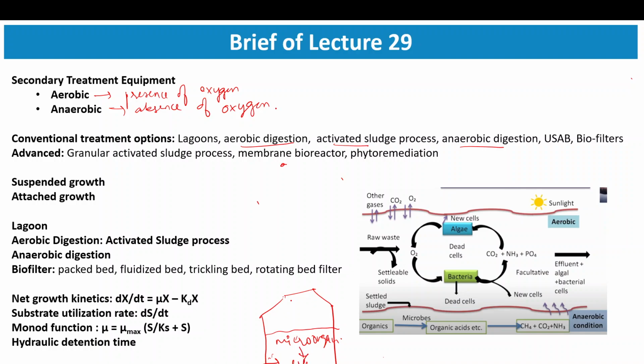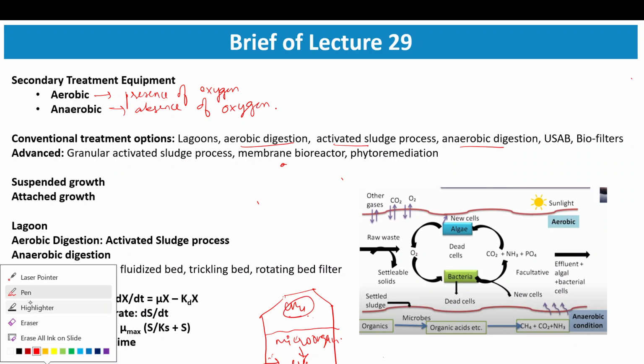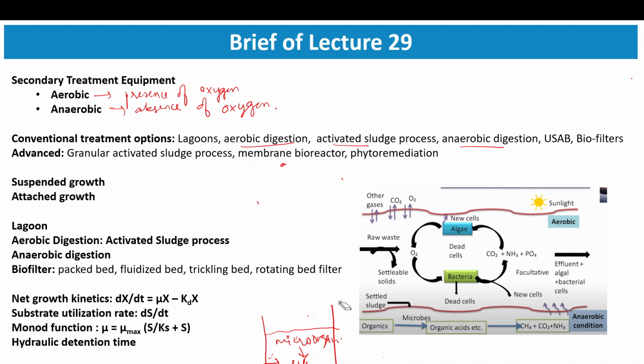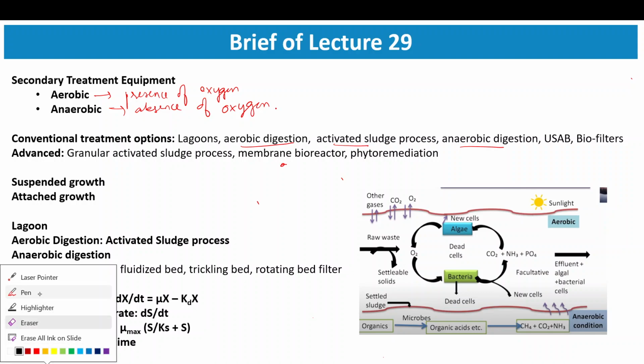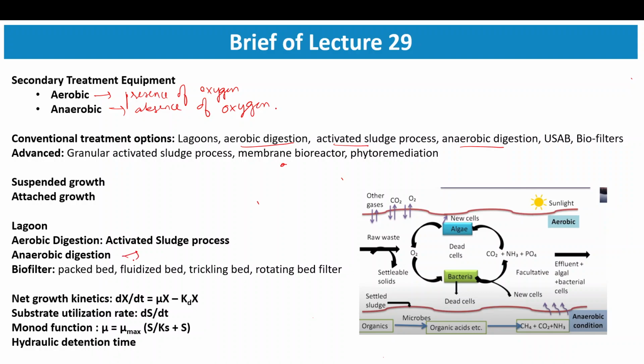Now this CH4 gas gets collected, and it is a sort of biogas, which means you can use this CH4 later to generate energy. So here you are generating biogas as a byproduct.